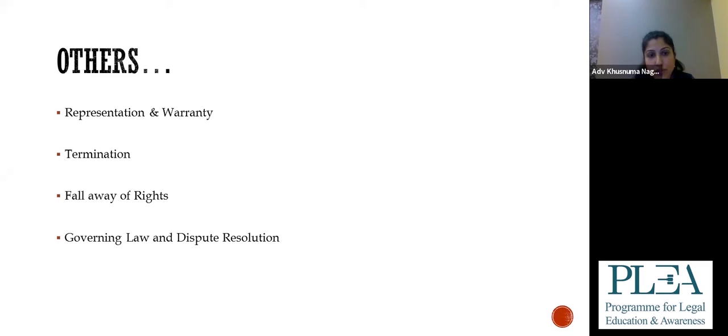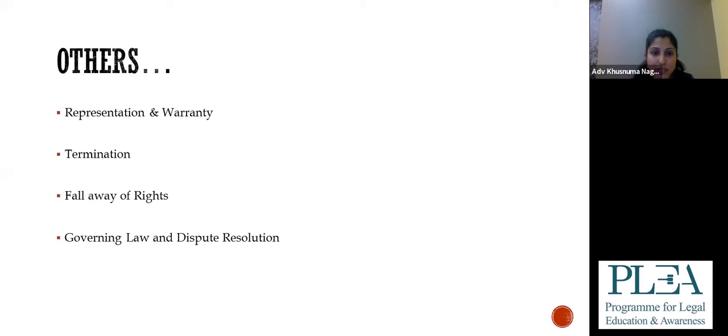The next clause that you would see in a shareholders agreement is fall away of rights. Now, a fall away of rights clause will provide whereby preemptive rights, a right of first refusal, a right of first offer, and anti-dilution rights fall away once the investor ceases to hold a certain percentage of shares in the company, for example 5% or 2%. So some shareholders agreements do cover this clause of fall away of rights as well.